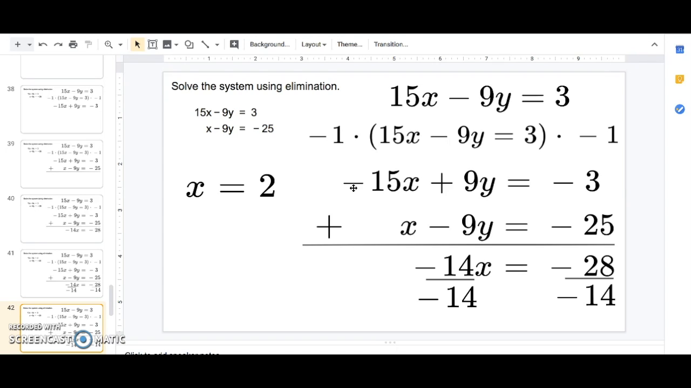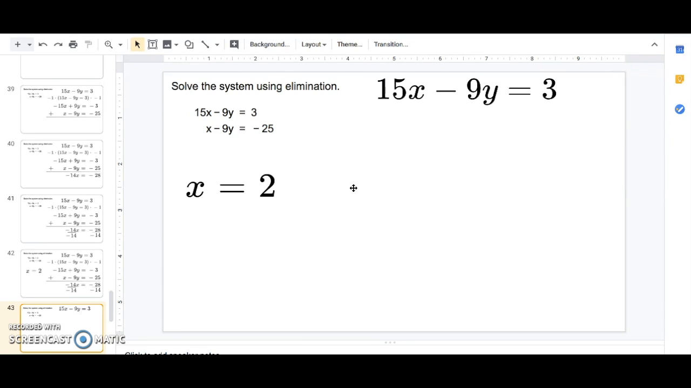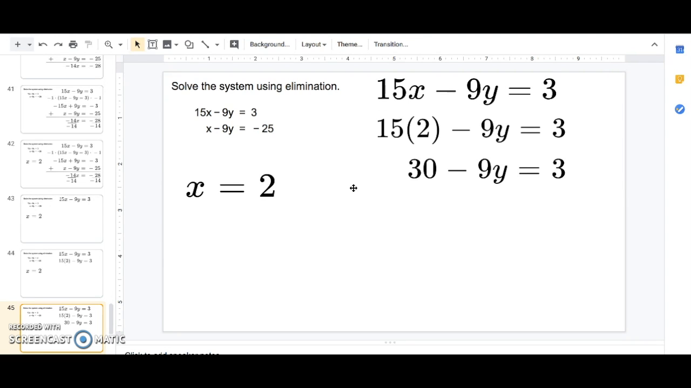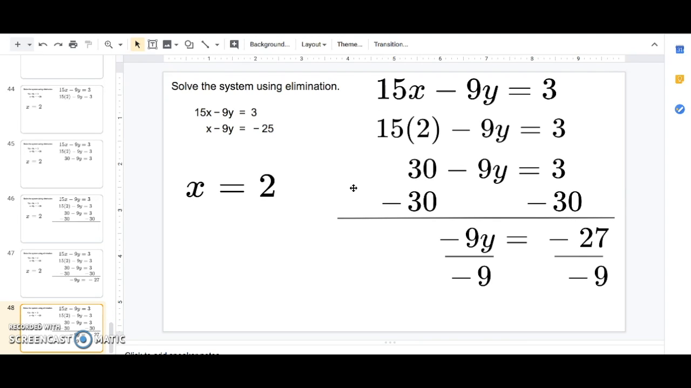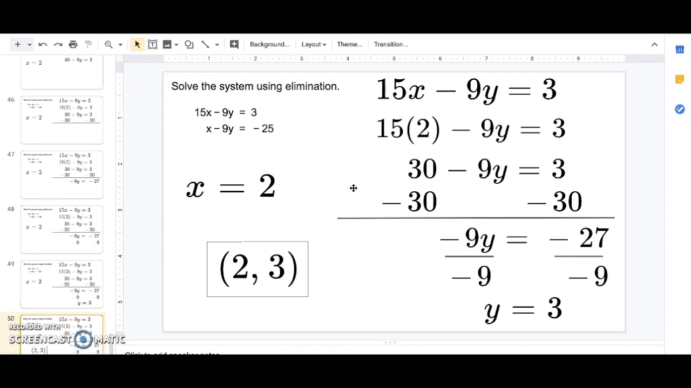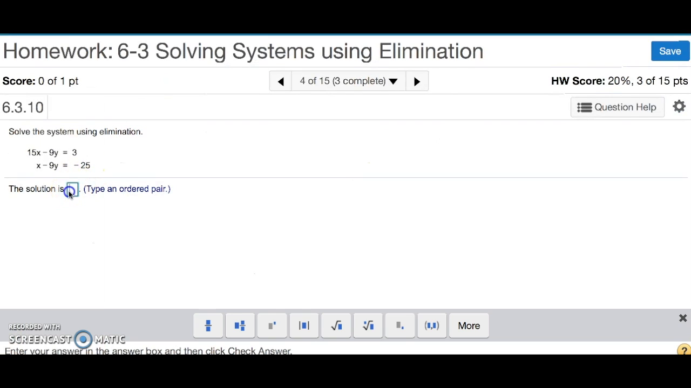So now I'm going to take that 2 and substitute it into the first equation, and I'm going to solve for y. So 15 times 2 is 30. Now I'm going to subtract 30 from both sides, and I'll get negative 9y equals negative 27. I'll divide both sides by negative 9, and y would equal 3. So now putting that as an ordered pair, I'll get 2, 3. Then I'll put in 2, 3 as my answer.